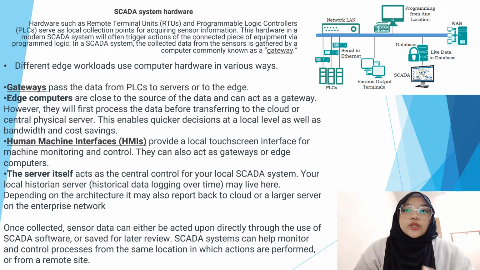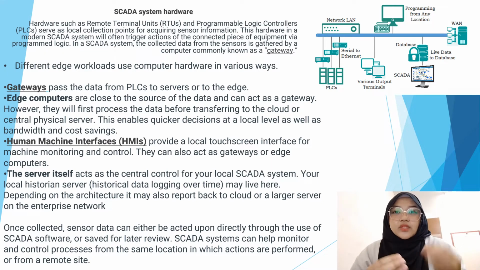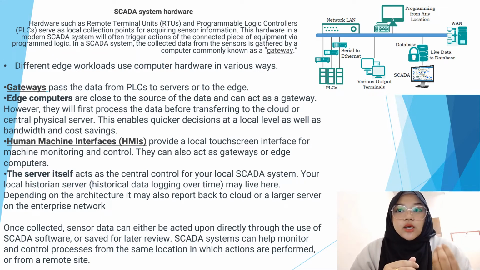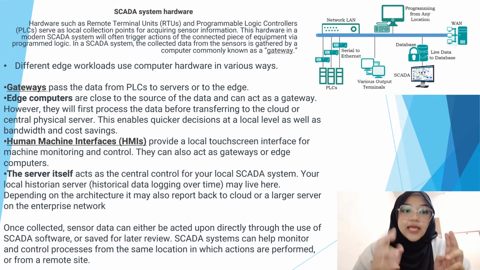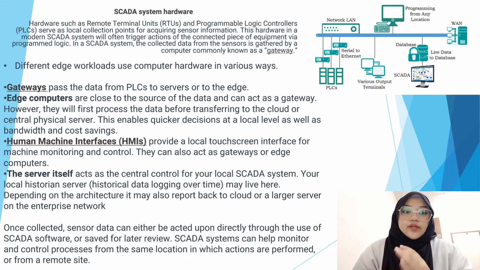Hardware such as remote terminal units (RTUs) and programmable logic controllers (PLCs) serve as local collection points for acquiring sensor information. This hardware in a modern SCADA system will often trigger actions of the connected piece of equipment via program logic. In a SCADA system, the collected data from the sensors is gathered by a computer commonly known as a gateway. Different edge workloads use computer hardware in various ways.